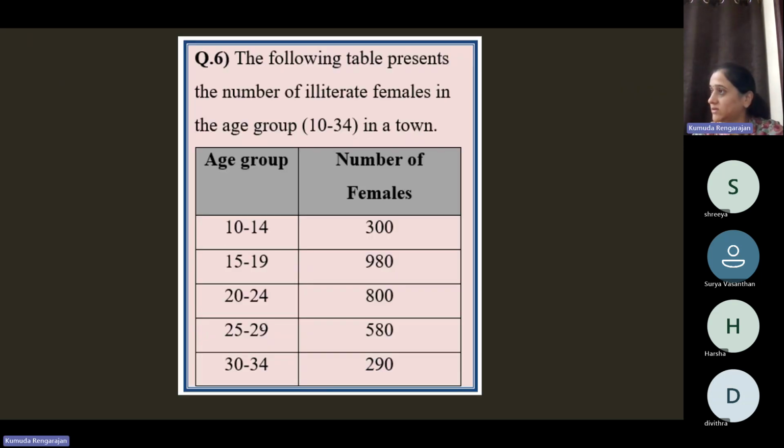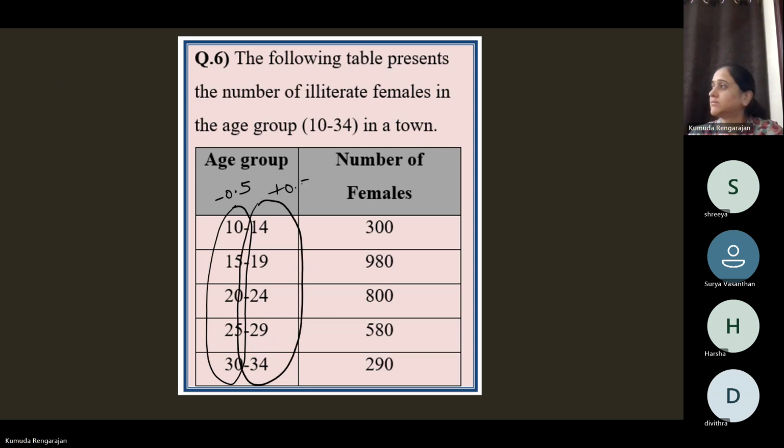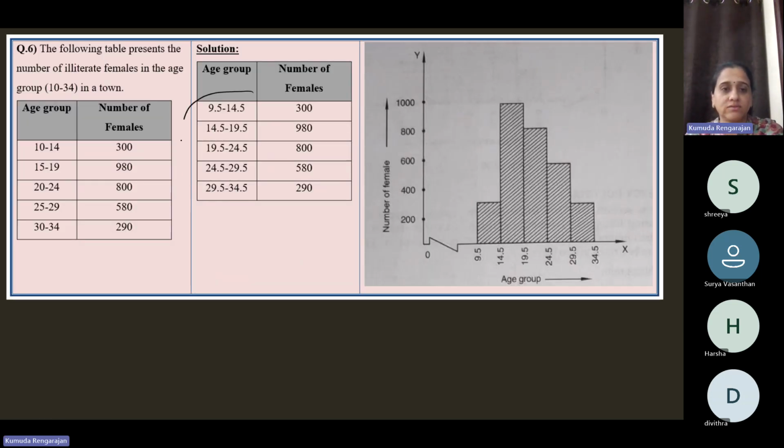Not continuous. You have to make them continuous. 15 minus 14, 1. By 2, 0.5. To the lower limits, subtract 0.5. To the upper limits, add 0.5. When you do that, the class intervals will look like this. And here you can read and check they're continuous: 9.5 to 14.5, 14.5 to 19.5, 19.5 to 24.5. So the class intervals are now continuous through the histogram.